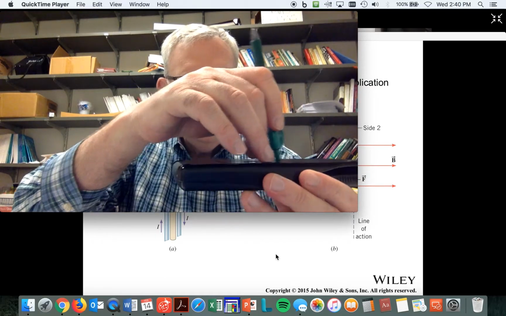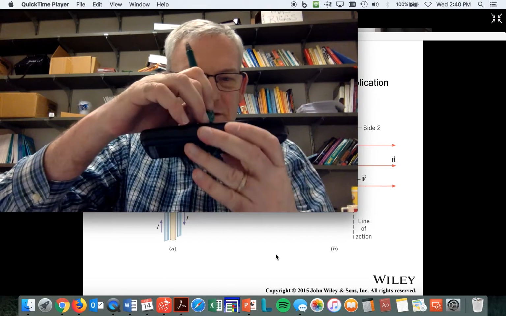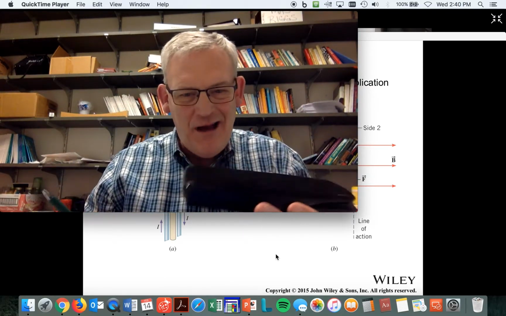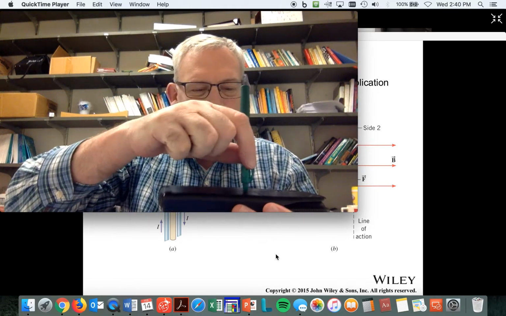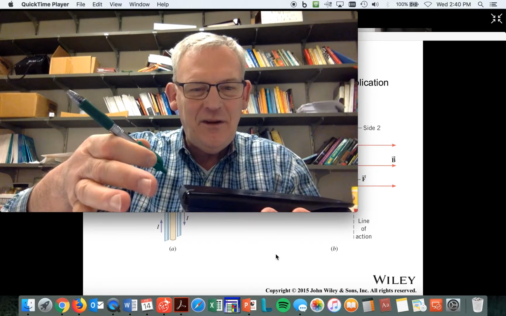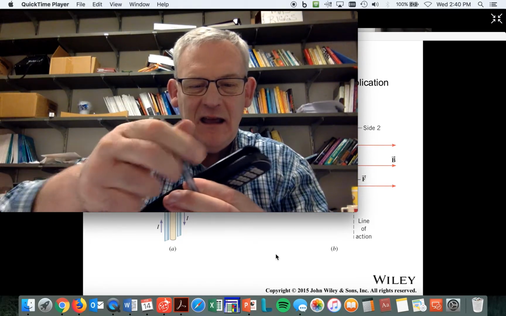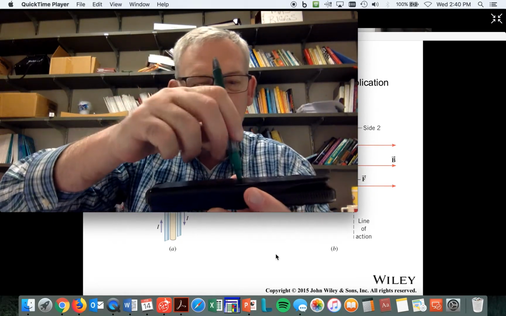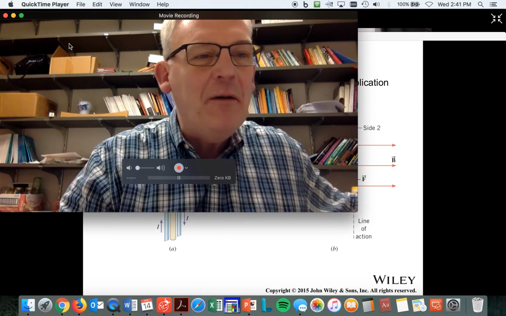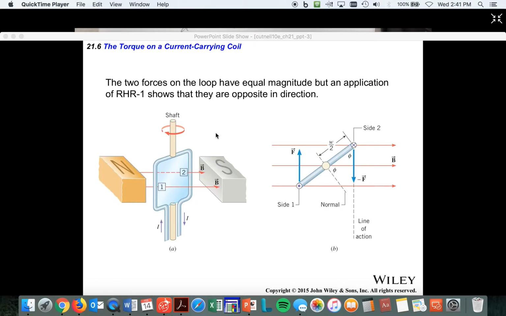Or if it's flipping towards you, that's what we call the orthogonal plane. It's 90 degrees to the plane of the surface. This represents the outside of a coil of wire, and this would be the normal to it, by the way. All right, good. So that's what they're talking about with the normal.